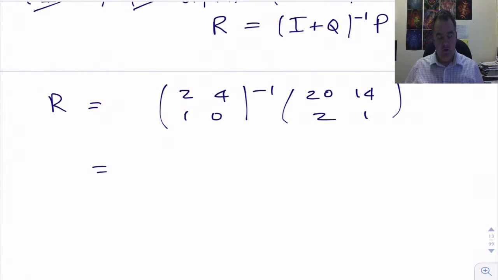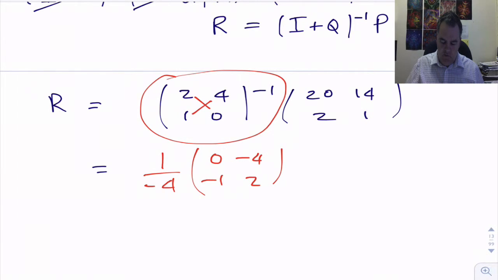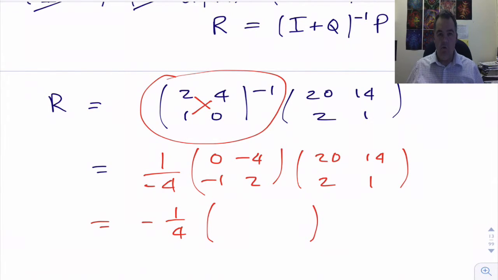So I'm going to do this quickly. The inverse of this matrix here is 1 over the determinant. Now the determinant here is 2 times 0 minus 1 times 4, which is negative 4. For the inverse, we're going to swap the 2 and 0, and change the sign of these ones here. So that is our inverse matrix. Now you could times by negative a quarter from there, but I'm going to multiply the matrices first.